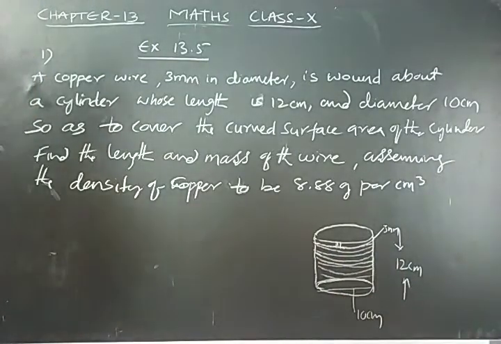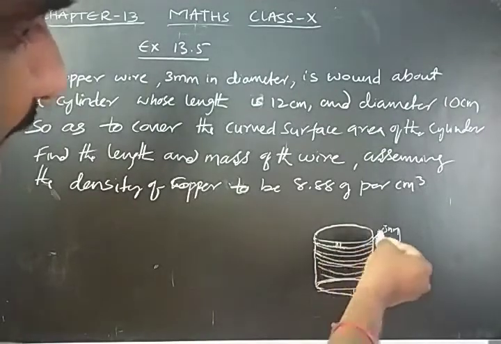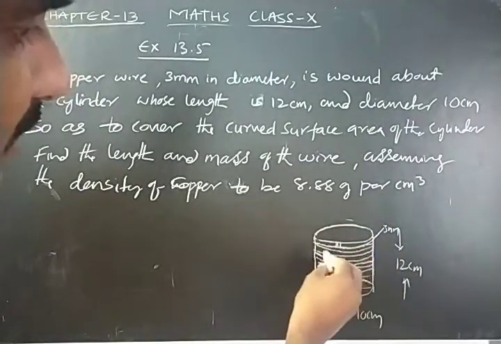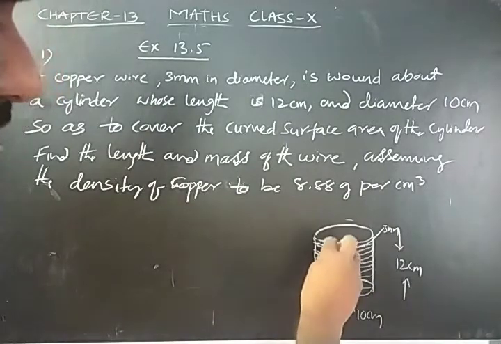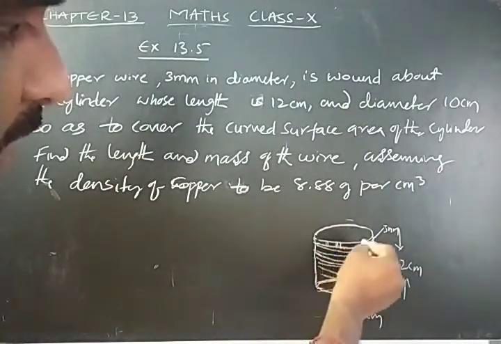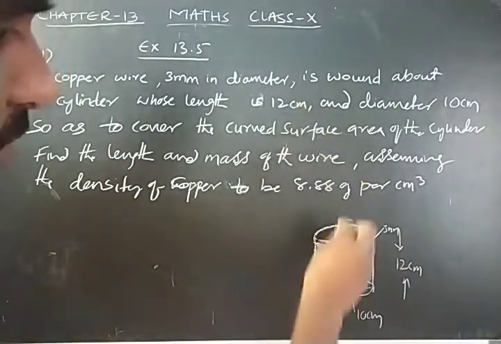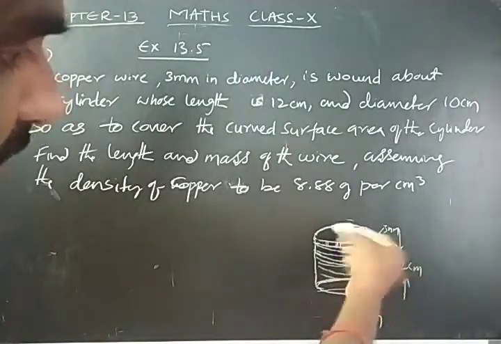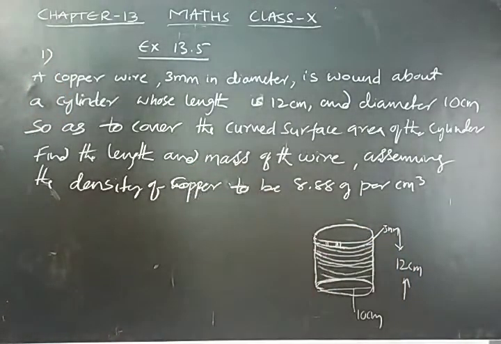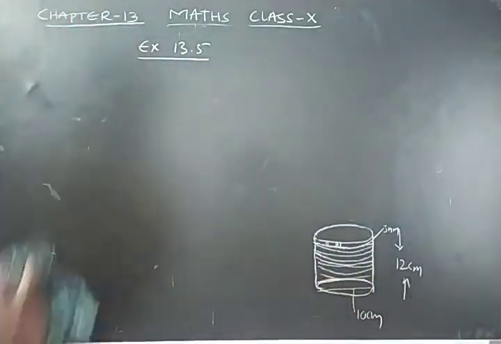Now see here, if a copper wire is wound about the cylinder for one round, how much height of the cylinder will it cover? It is equal to the diameter of the wire. For one round, it will cover one height of the cylinder, which is equal to the diameter of the wire. Okay, like that, how many rounds can we use the wire? We have to find it here. Now for that, I am writing the solution.